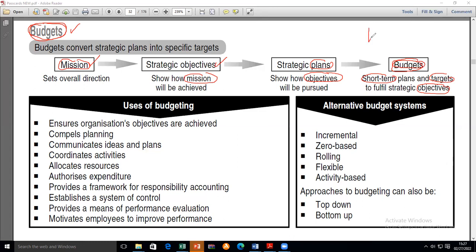So budgets are part of our hierarchy that we have been talking about, and they come at the tail end of this hierarchy. We may be asked to evaluate the budgeting tool. In other words, we'll be asked to talk about what are the advantages for a company of adopting a tool called budgeting. What are the benefits to a company?